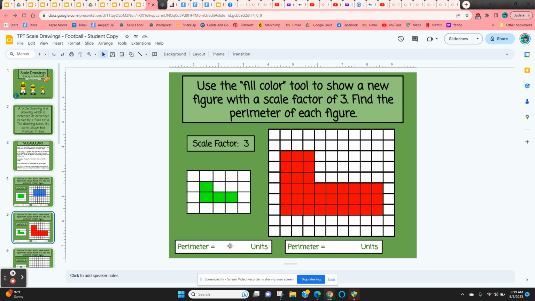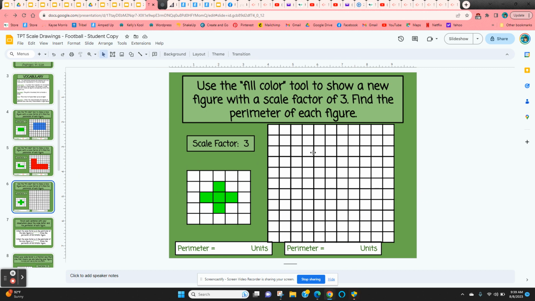Again, we're going to look at the perimeter. The perimeter of the smaller figure is 10 units. If they count the perimeter of the larger figure, they're now going to get 30 units because they multiplied the perimeter by the scale factor, 10 times 3.